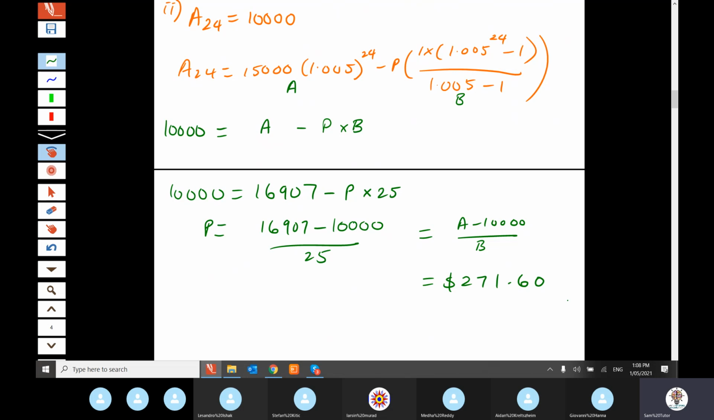That's the logic. Why isn't it 10,000 minus A? Because in my math, I brought this guy over to this side, brought this guy over to this side, to keep P positive. You could have done 10,000 over A, but then you would have divided by negative 25.